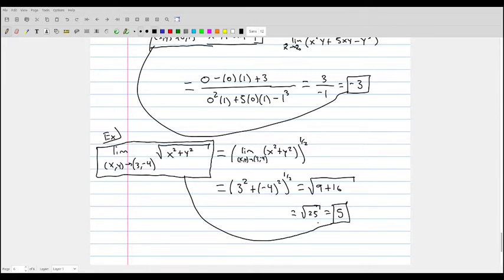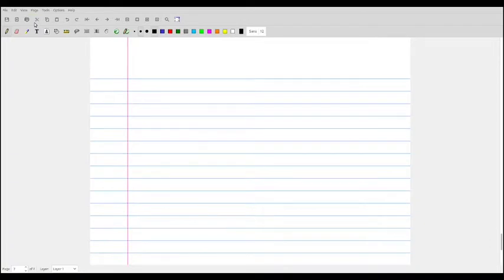Now there are certainly other more complicated scenarios that could definitely arise. For instance, you may have to do some form of algebraic simplification or other type of simplification, trigonometric simplification, before you can directly apply the limit laws. I'll give you a very good example of this in the next example.